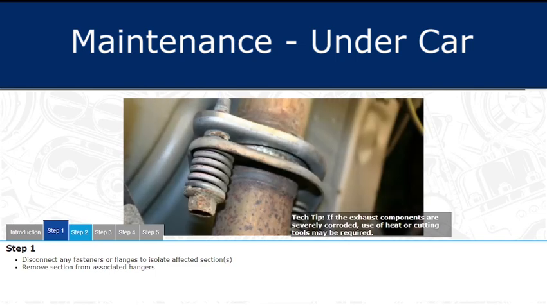Disconnect any fasteners or flanges to isolate the affected section or sections. Once isolated, remove the section from its associated hangers. Note that if the exhaust components are severely corroded, heat or cutting tools may be required.